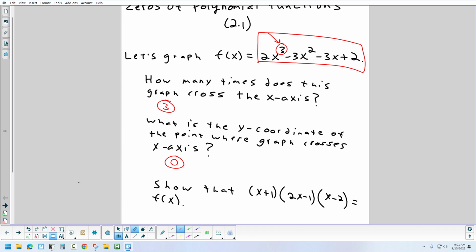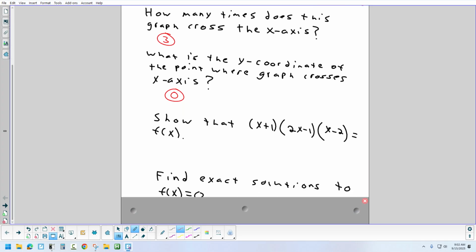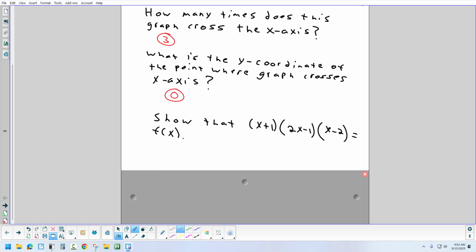Yeah? Distribute and then factor. Yeah, just distribute it all out. Let's just multiply all this out and see if we get what's in the red box up above. If we do, then they're the same. So let's multiply this out.